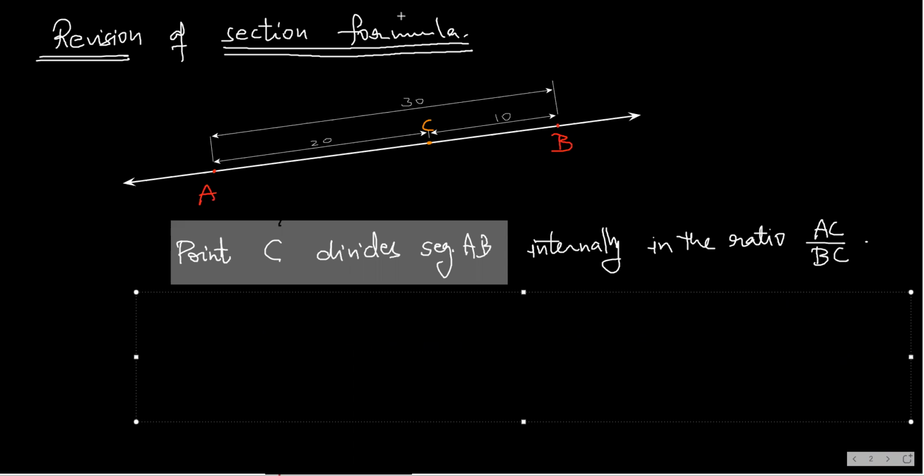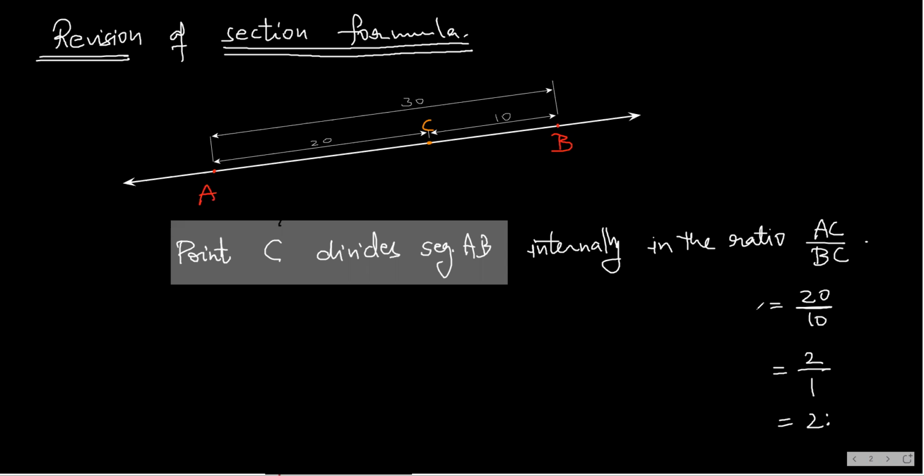Now see. Point C divides segment AB internally in the ratio AC upon BC. What is AC? 20, and what is BC? 10. So the ratio will become 20 upon 10, that is 2 upon 1, which is nothing but 2 is to 1. Now what does that mean? Listen. Now I will write the statement once again, and this time see how I am writing.